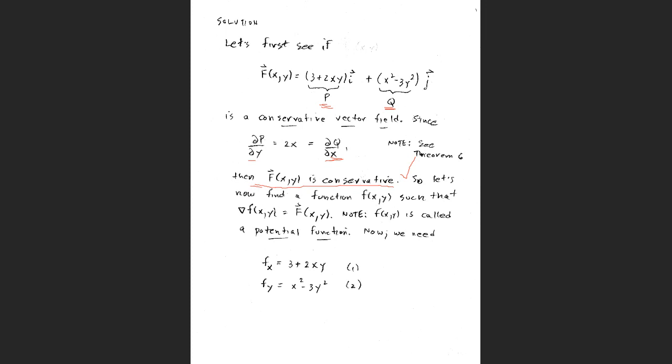Okay, so now what we want to do is find a function such that the gradient of that function equals the vector field. I want to do that because I'm going to use the fundamental theorem of line integrals to help me find the work. And to do that, I need to figure out what that function f is, so that the gradient of the function is equal to the vector field.